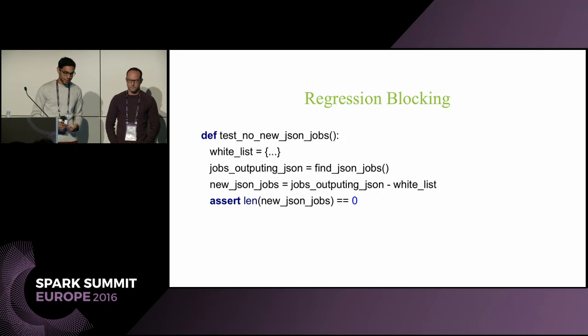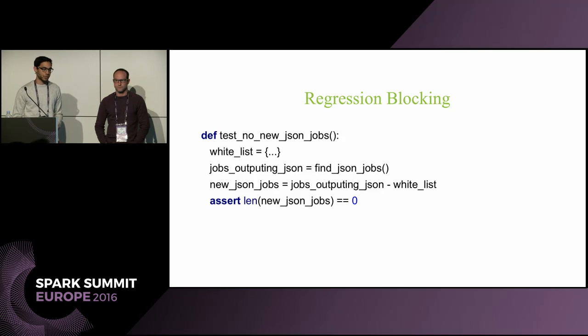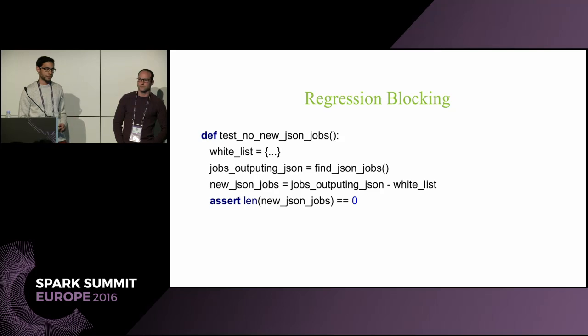So what we did was we scanned our code base, found all the existing jobs that run on JSON or RDDs, and we created a whitelist of them. So we're not going to be able to rewrite all these jobs in one day. Some of them might never be rewritten. So these jobs get a free pass. They're going to stay in our code base for a while.